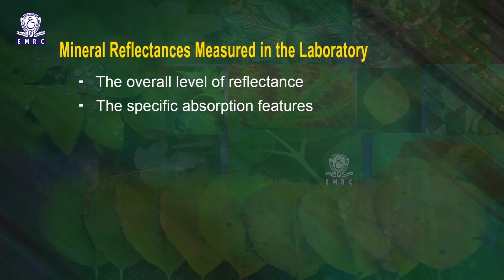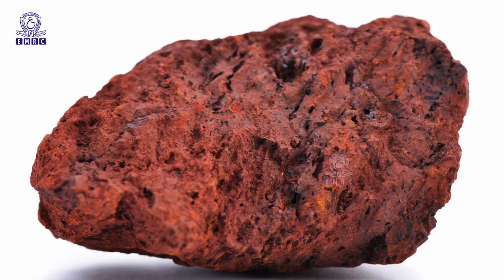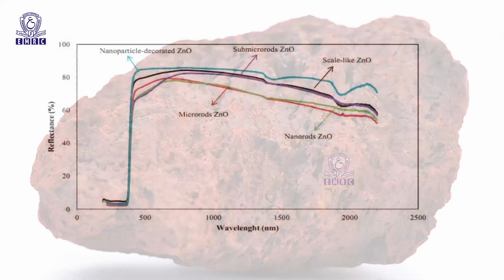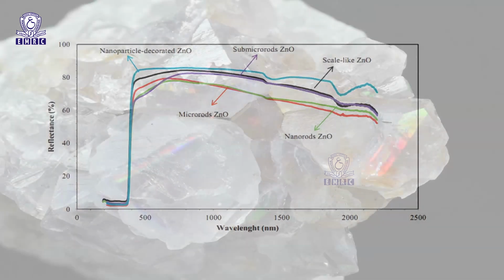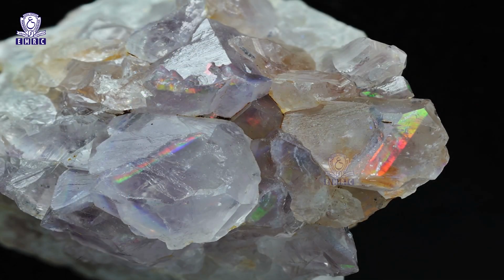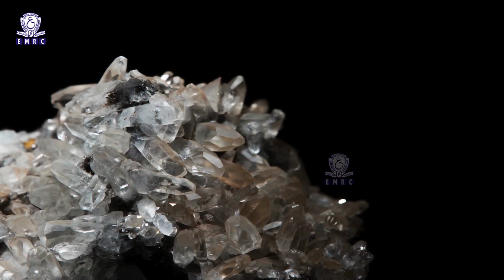The mineral reflectances measured in the laboratory show there are two sources of variation: the overall level of reflectance, and the specific absorption features. Low reflecting minerals such as goethite and ore of iron have spectral properties similar to the soil surface: low to moderate reflectance at visible wavelengths, increasing to the NIR. High reflecting minerals such as quartz, that is the silicate mineral, and calcite, the calcium carbonate, exhibit almost uniformly high reflectance throughout the visible, near infrared and SWIR spectrum.